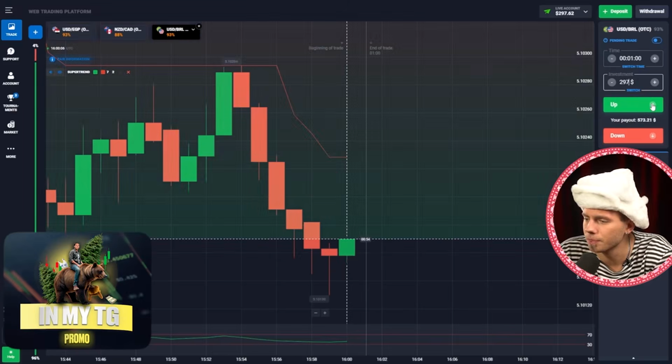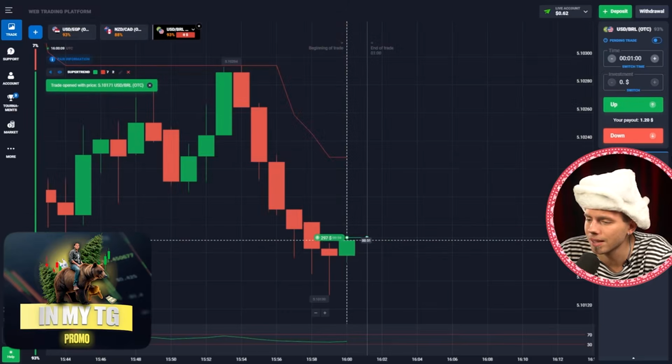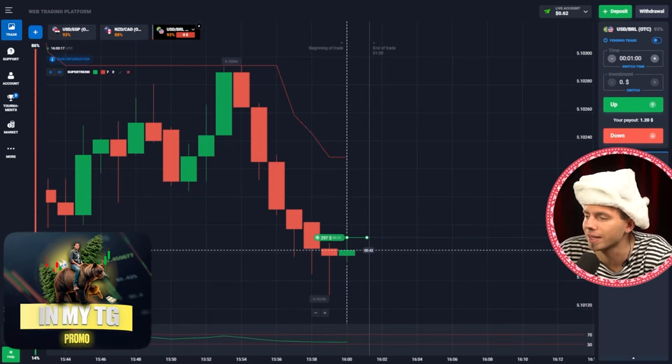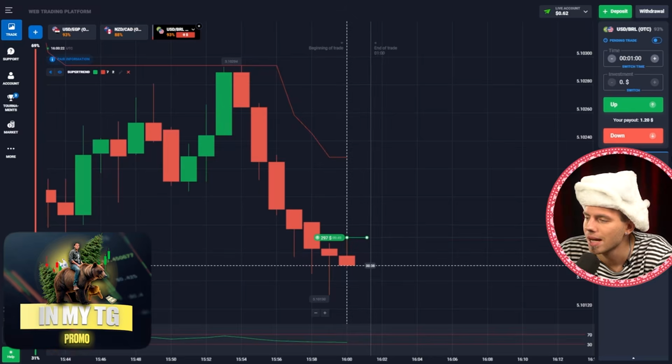Okay, so let's set the amount 297 and open a buy trade. What do we see here? We see that longer lower shadows of the candlesticks have appeared. I mean these lines, these shadows, they appeared.